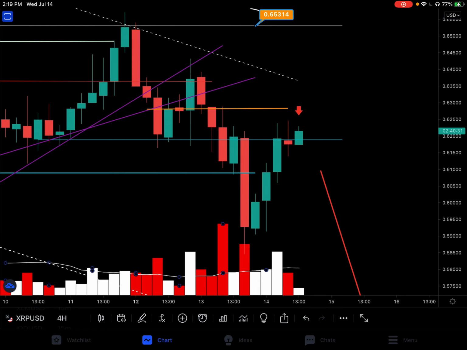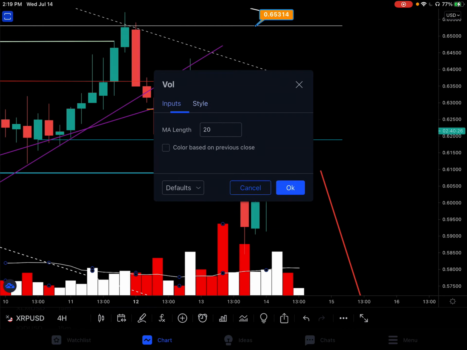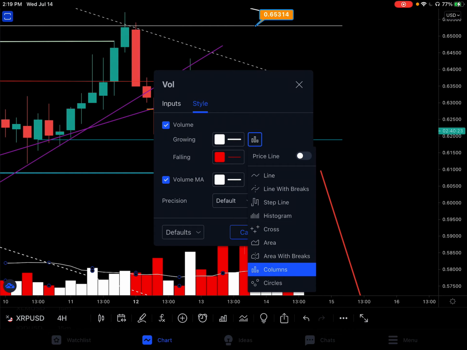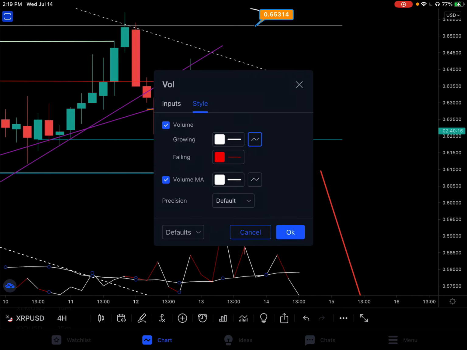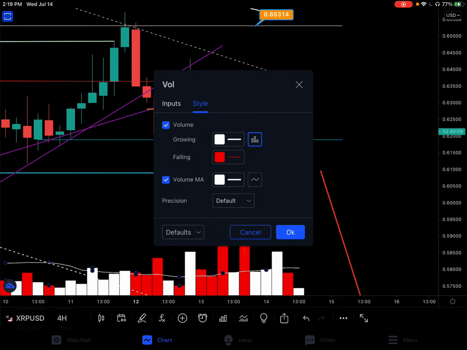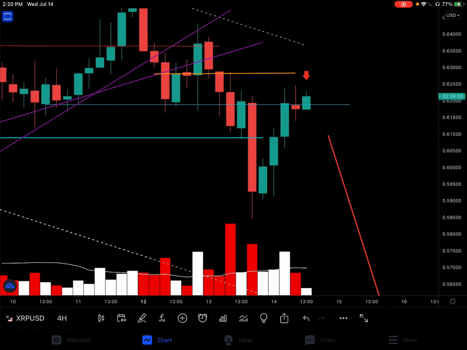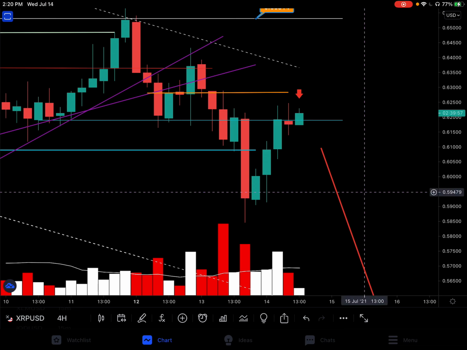If you wanted to update your volume, you can click on your volume there, and you can click on style, and then click on that little box, and you can have it as the histogram, which is really thin, and you can do that if you like. But what I find easier on my eyes are these big thick columns, they tell me what I need to know. What do we got?